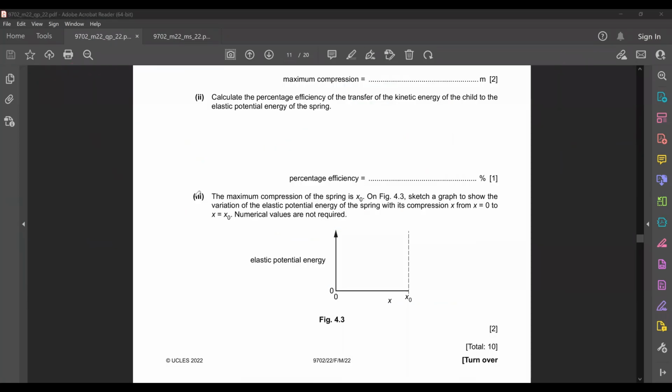For the last part of the question, part 3 here: the maximum compression of the spring is x0. On the figure below, sketch a graph to show the variation of the elastic potential energy of the spring with its compression x from 0 to x0. Numerical values are not required. You want to plot a graph of EPE versus compression here. When it comes to EPE, there are two equations that we usually use. The first one being EPE equals half Fx.